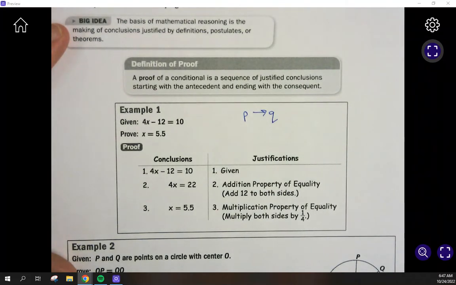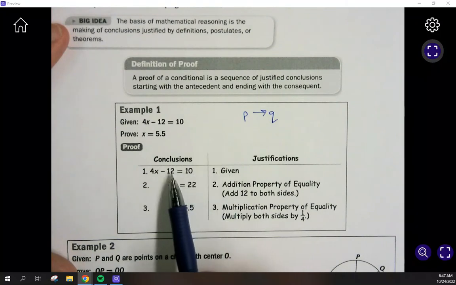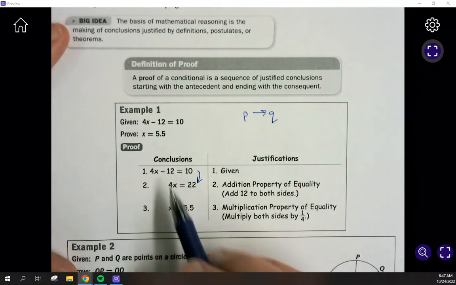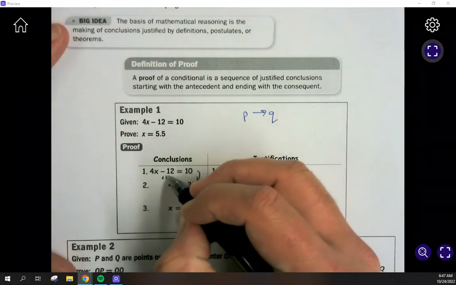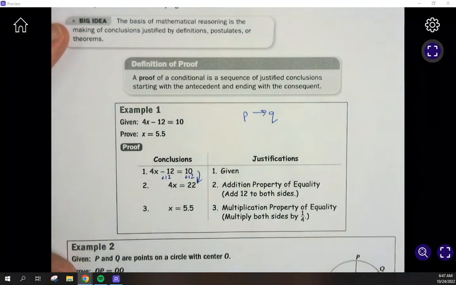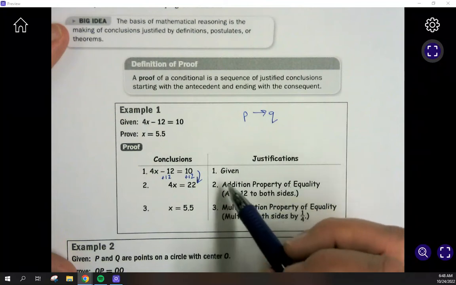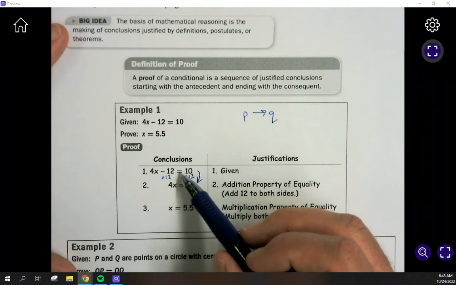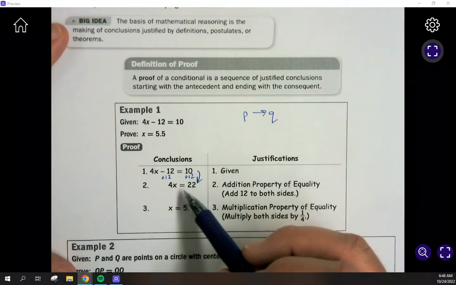And we started doing this a little bit in 3.4. All right, so 4x minus 12 equals 10 was given to us. To get from there to there, the minus 12 has disappeared and 10 has become 22. So we know we added 12 to both sides to get to this point. All right, and the justification for that is the addition property of equality. You're allowed to add the same number to both sides of an equation, and it maintains its equality. So that's the addition property of equality that gets us to here.